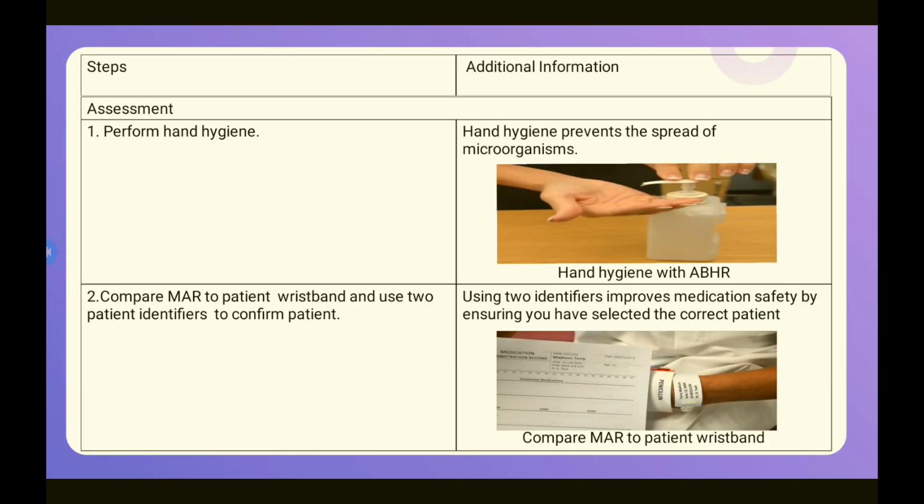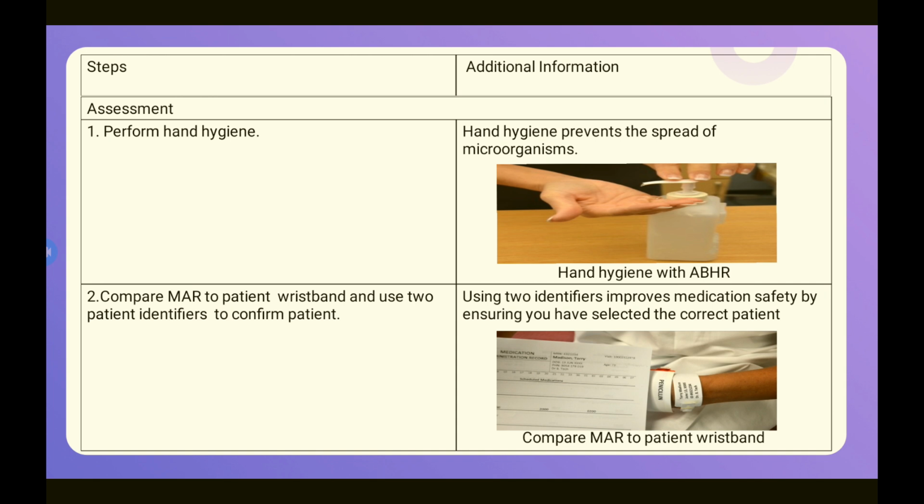In the next procedure, we will speak about the steps on the left, and we'll tell you the rationale or additional information on the right. First, we perform assessment. We perform hand hygiene. This hand hygiene prevents the spread of microorganisms. As you see in the next image, hand hygiene with alcohol-based hand rub.